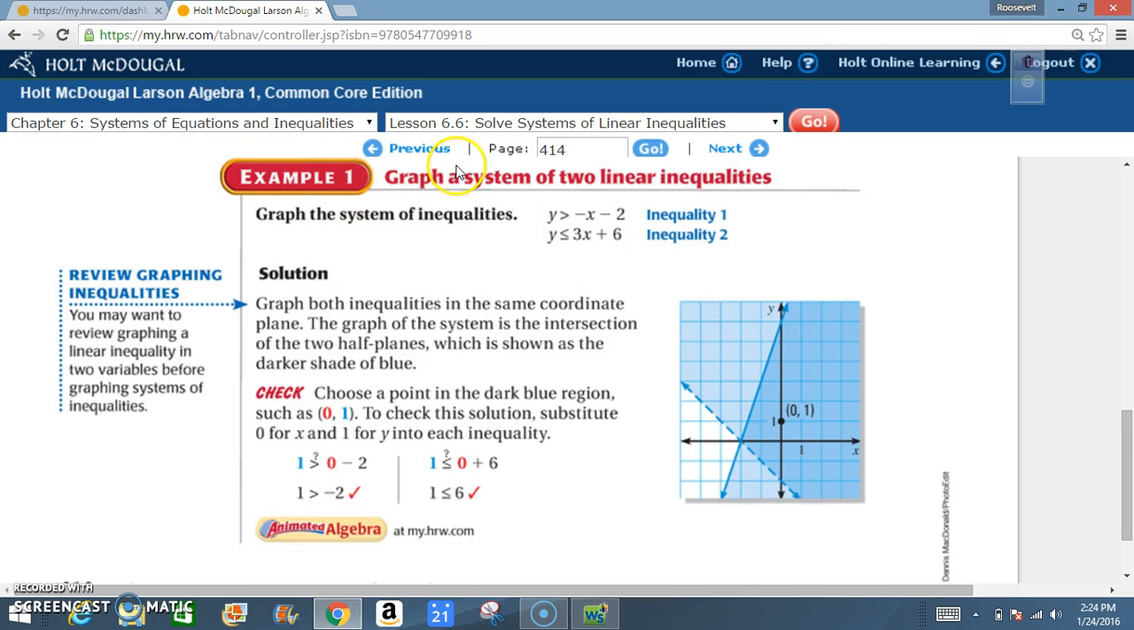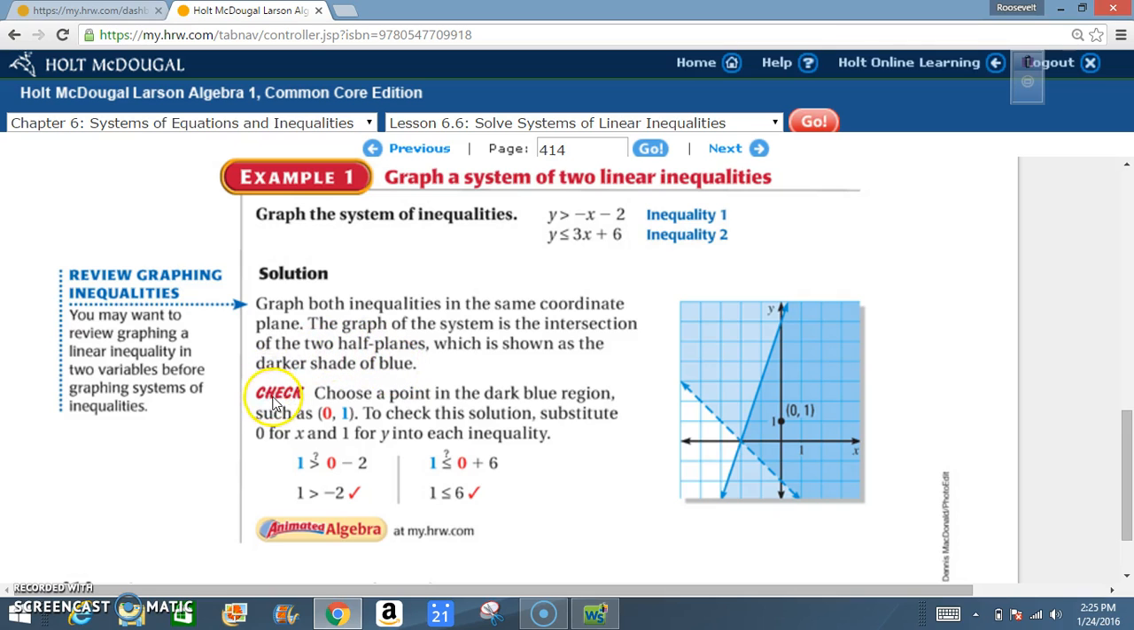Example 1. Graph a system of two linear inequalities. Graph the system of inequalities. Y is greater than negative x minus 2, inequality number 1, and y is less than or equal to 3x plus 6. Solution: graph both inequalities in the same coordinate plane. The graph of the system is the intersection of the two half planes, which is shown as the darker shade of blue.